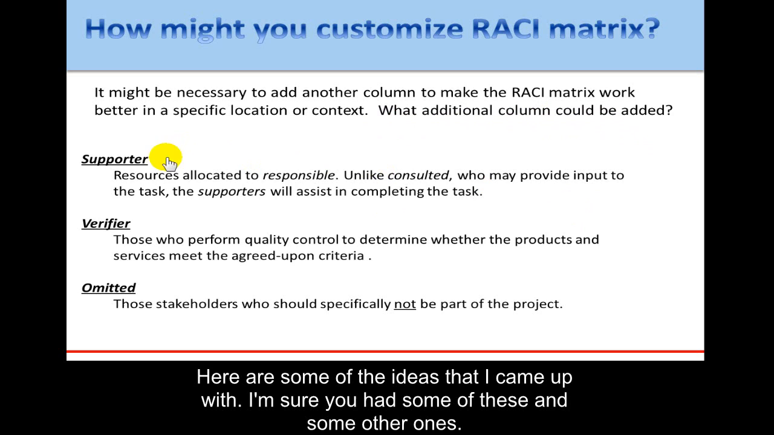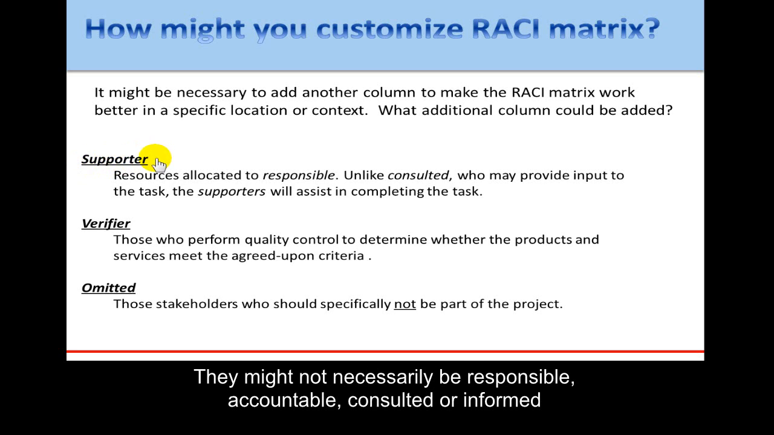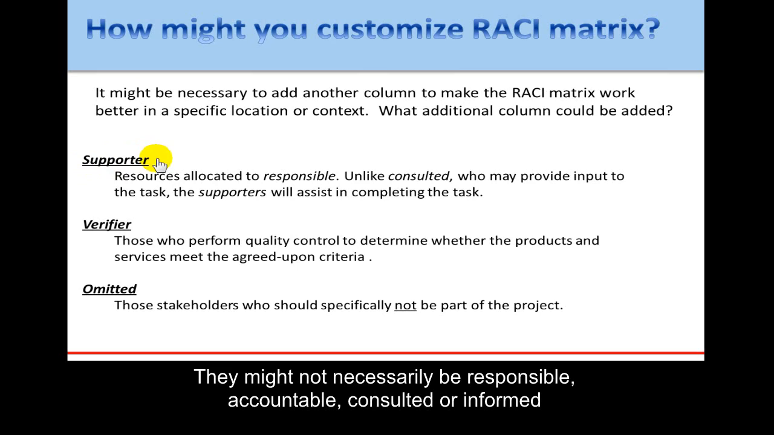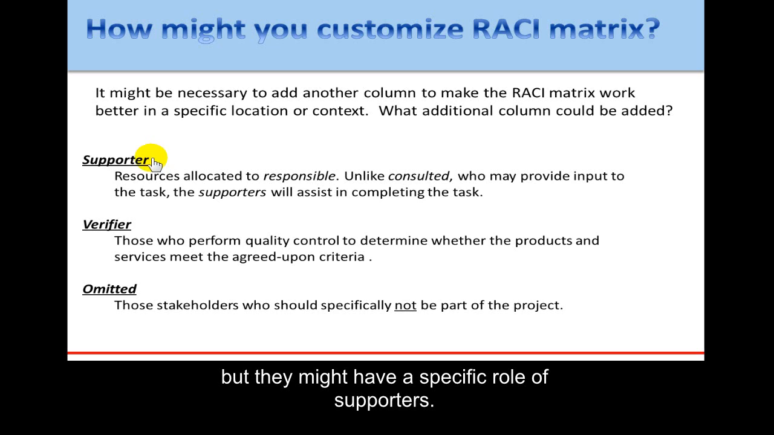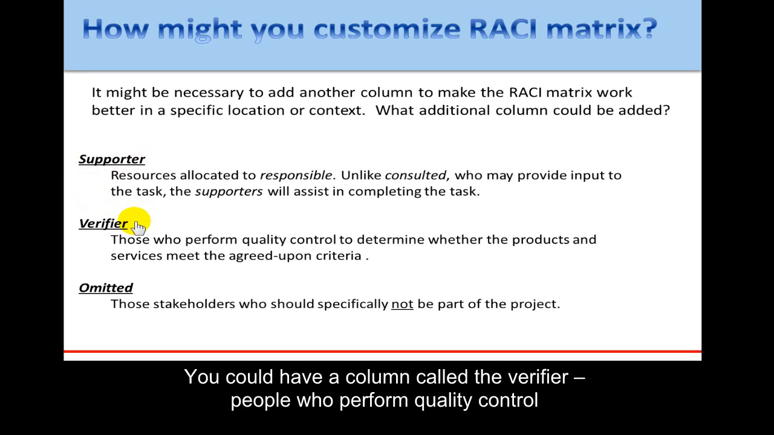Here are some of the ideas that I came up with. I'm sure you had some of these and some other ones. You might need a column about who will be supporters. So they might not necessarily be responsible, accountable, consulted, or informed, but they might have a specific role of supporters. So these could even be those people that the person responsible has delegated to, and you may want to provide something more specific. Or you could have a column called the verifier.